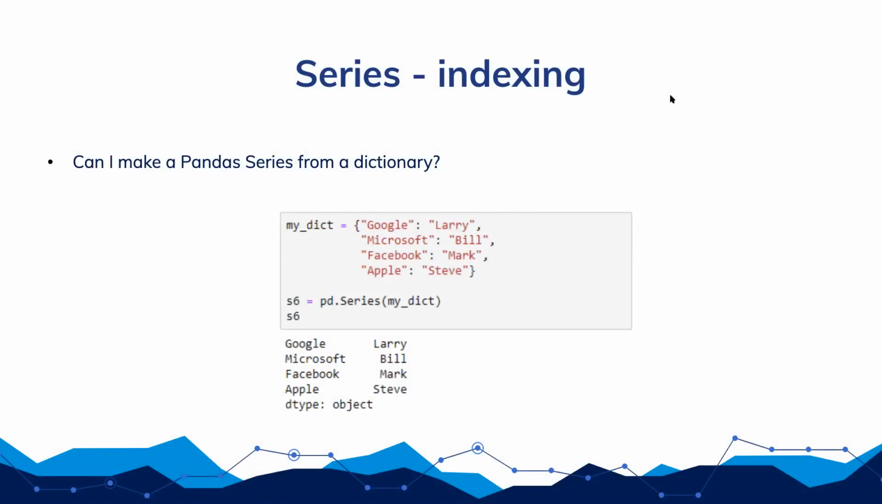You can also create a series based on a dictionary. It's very easy. You just have a dictionary that you created, and then to go from the dictionary to a series, you just call pd.Series, and in parentheses, you put the variable of your dictionary.